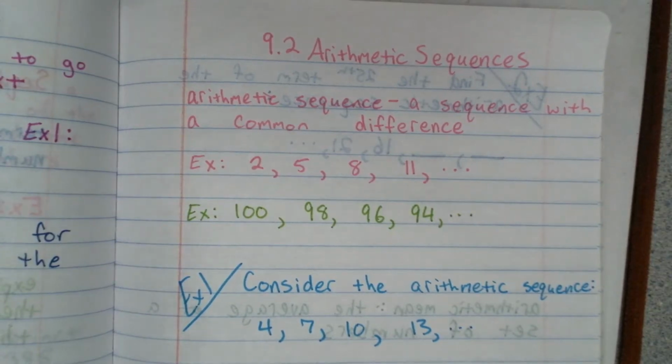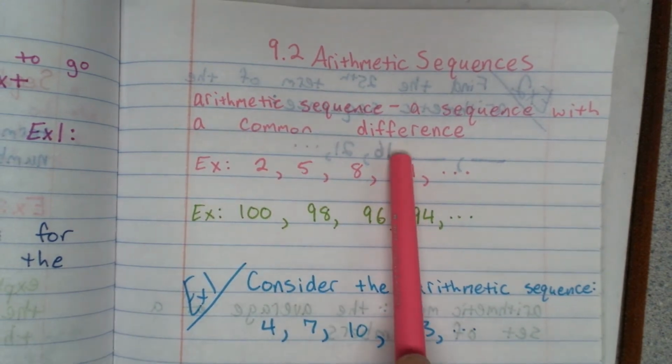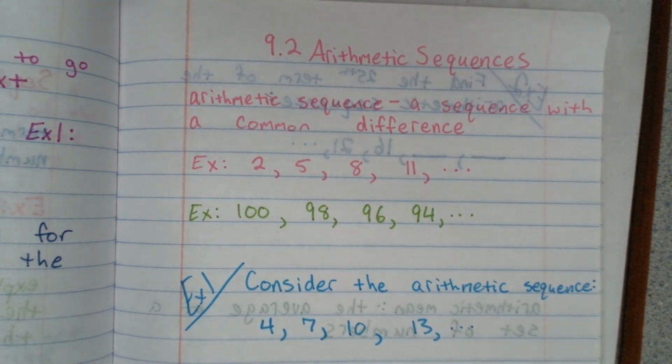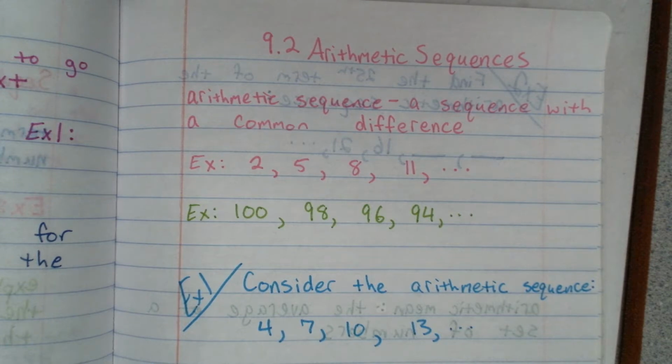Hey, we are going to move on to Chapter 9, Section 2. This section is about arithmetic sequences, which is a specific type of sequence. It's one with a common difference. Essentially, this just means that the pattern in the sequence is either addition or subtraction. Each term in the sequence is equally distant from the next term.